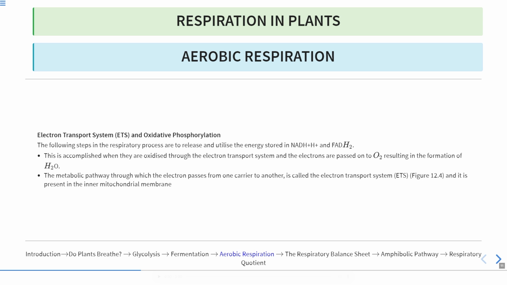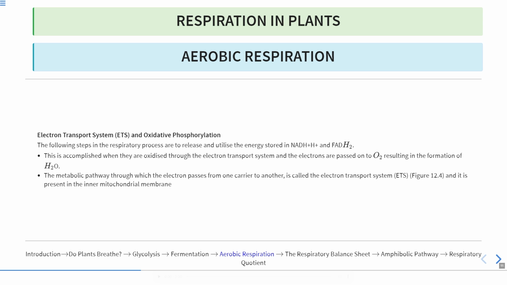At the last, what will happen? There is an oxygen molecule that accepts the electron as well as the hydrogen atom, and it will form the water molecule. That is why this oxygen is very, very important. This is accomplished when they are oxidized, that is why it is written here, oxidized, and phosphorylation takes place, and that is why it is called oxidative phosphorylation. This is accomplished when they are oxidized through the electron transport system.